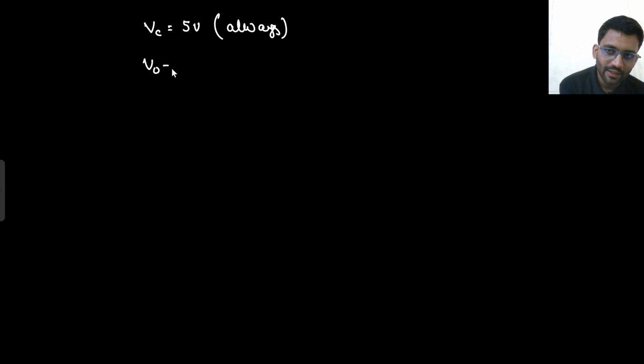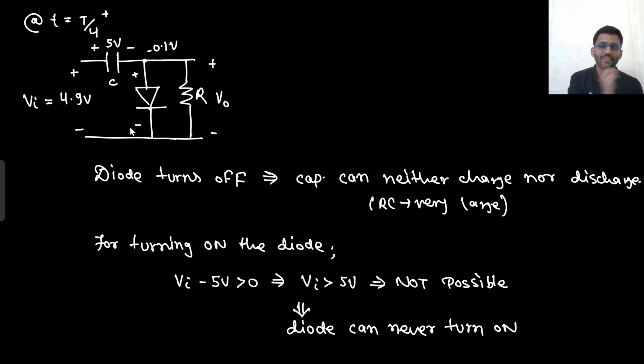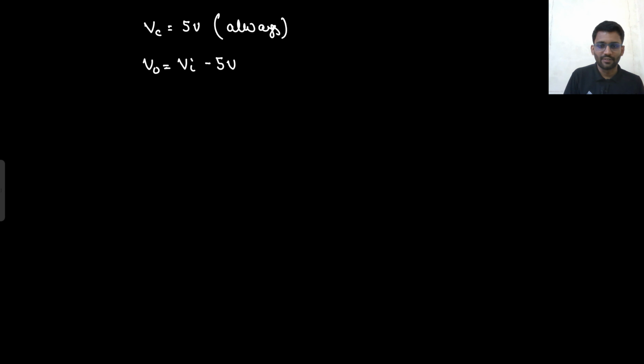and V0 will be V in minus 5 volt. Why minus 5 volt? Because this is V in and this is plus 5. So V in minus 5, that will be our V0. Simple KVL it is, V in minus 5 is equal to V0. So this is our fixed voltage. This is happening when?